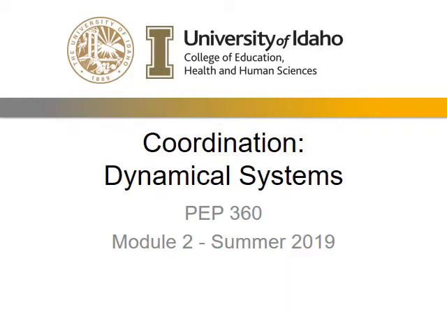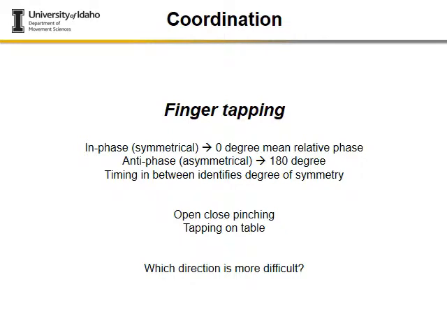So now we're going to expand the coordination. We're going to talk about the dynamical systems perspective. This is a perspective that I deal with in my research, but we'll talk about how oscillators or different effectors work together in these theories based on dynamical systems. Now, this is the idea that things are in phase or anti-phase.